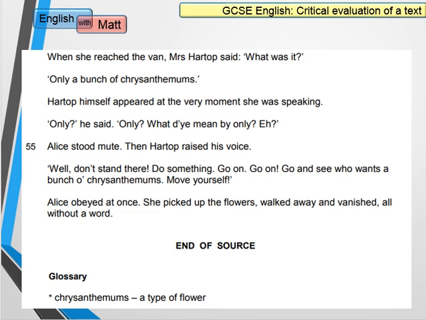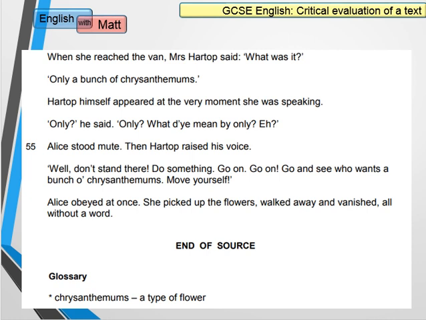When she reached the van, Mrs. Hartop said, "What was it?" "Only a bunch of chrysanthemums." Hartop himself appeared at the very moment she was speaking. "Only," he said. "Only? What do you mean by only, eh?" Alice stood mute. Then Hartop raised his voice. "Well, don't stand there. Do something. Go on. Go on. Go and see who wants a bunch of chrysanthemums. Move yourself." Alice obeyed at once. She picked up the flowers, walked away, and vanished, all without a word.